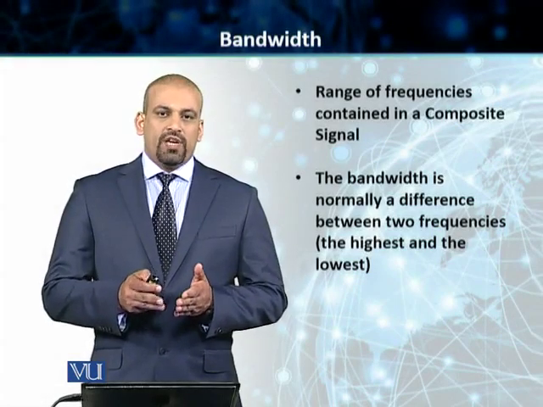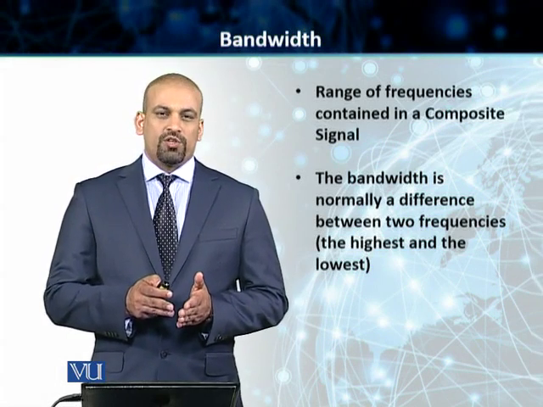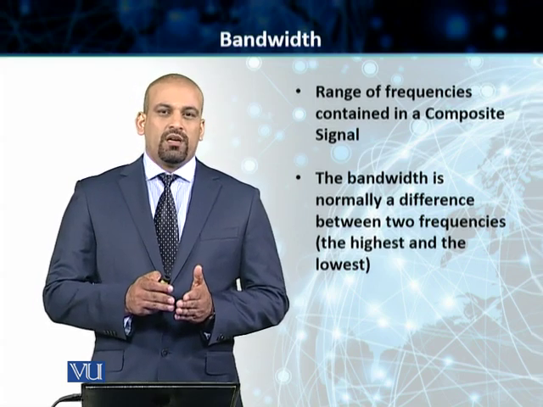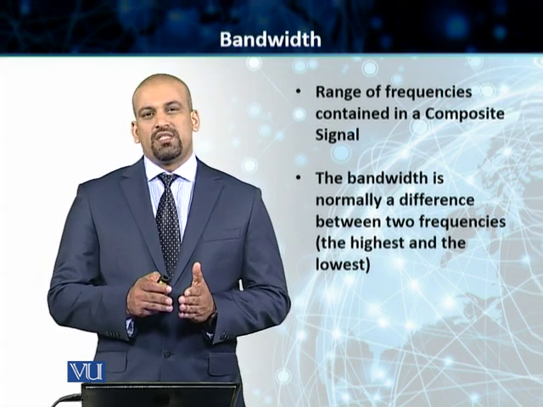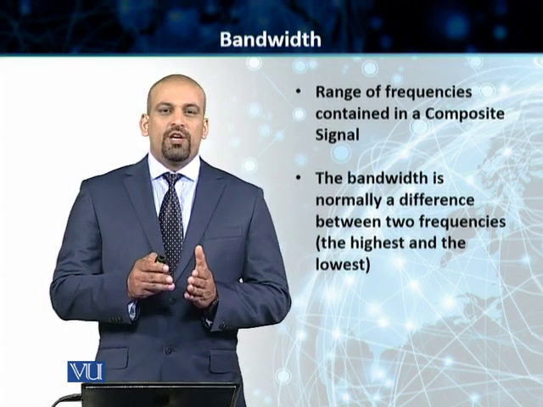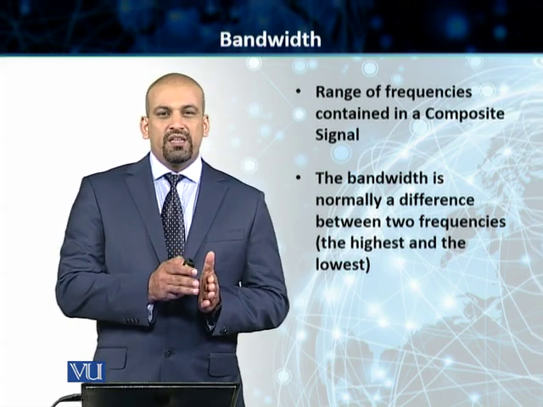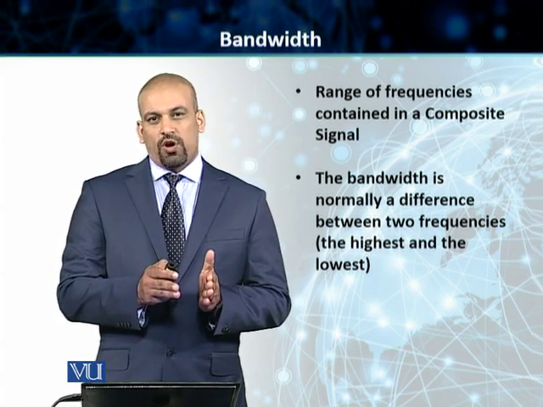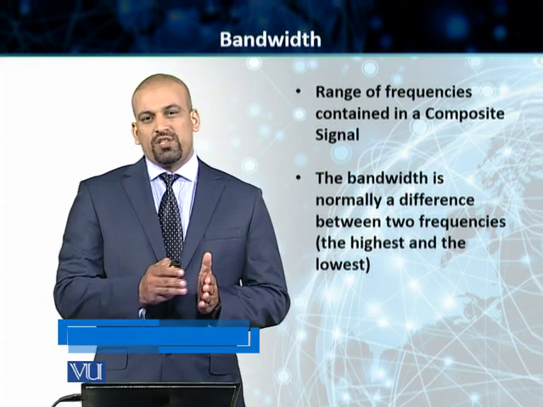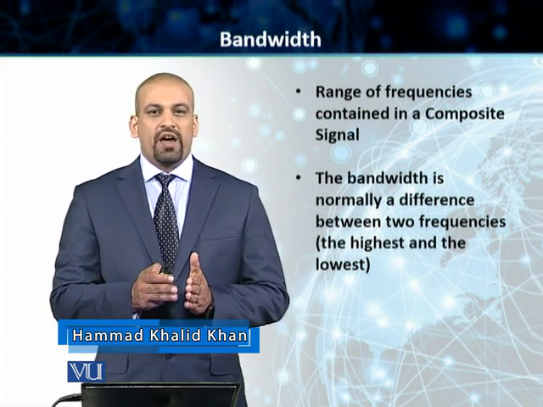Now, students, before we leave the analog signals, we are going to talk about another important concept, and that concept is bandwidth. The bandwidth of a composite signal gives us the range of frequencies that is contained in that composite signal. So students, if we need to find the bandwidth of a composite signal, what we normally do is we take the highest frequency out of the frequency range of that signal, and then we take the lowest frequency in the frequency range of that same signal, and we subtract that lowest frequency from the highest frequency.